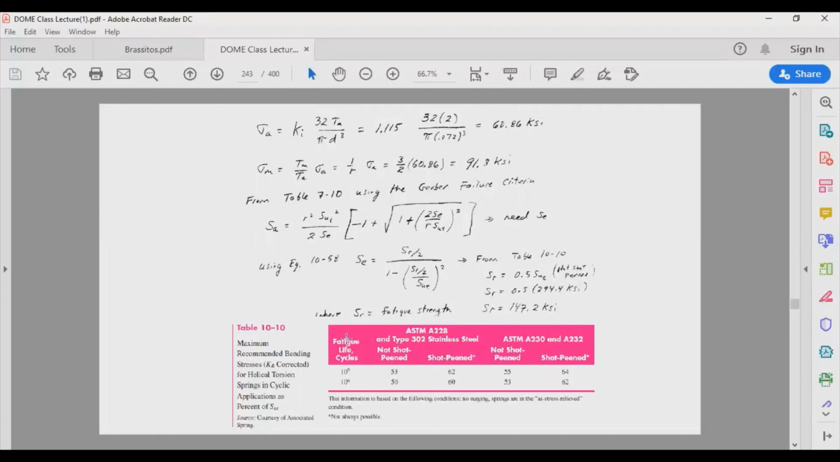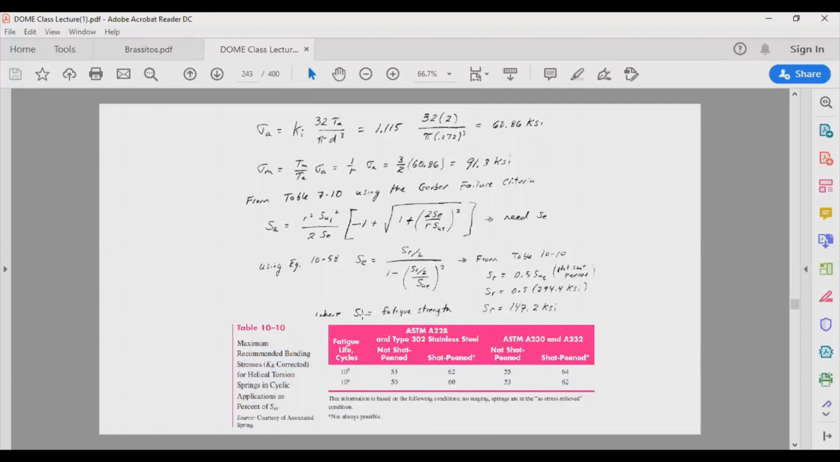And you're going to calculate SR based on this table. And based on this table, basically, if you read this carefully, right, this is bending stresses, recommended bending stresses. By that they mean actually SR, for a helical torsion spring as percent of SUT. Okay, so percent of SUT. So these numbers here are the percentage.